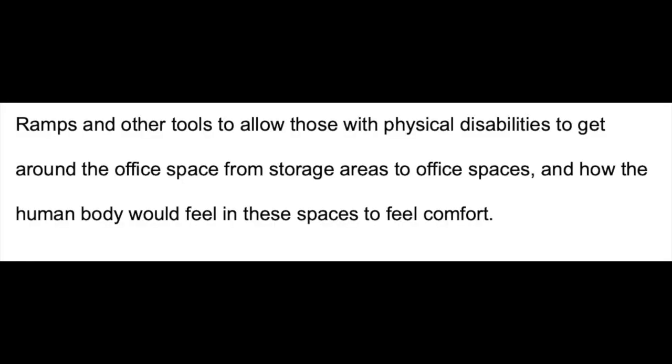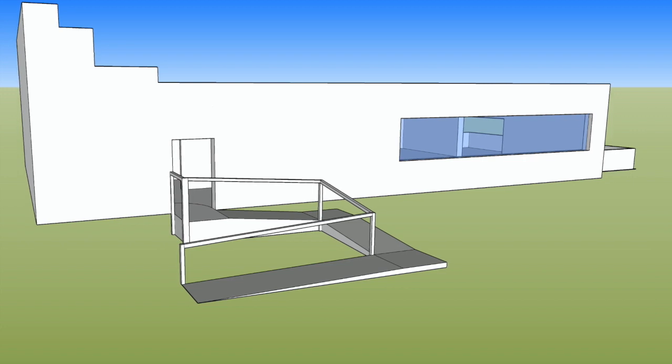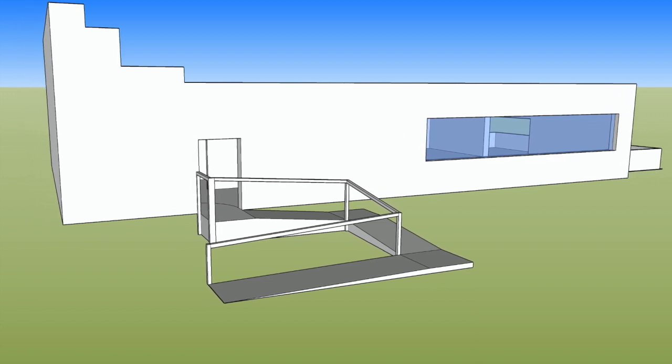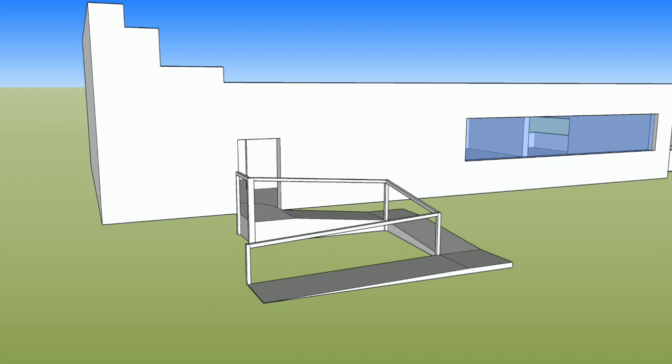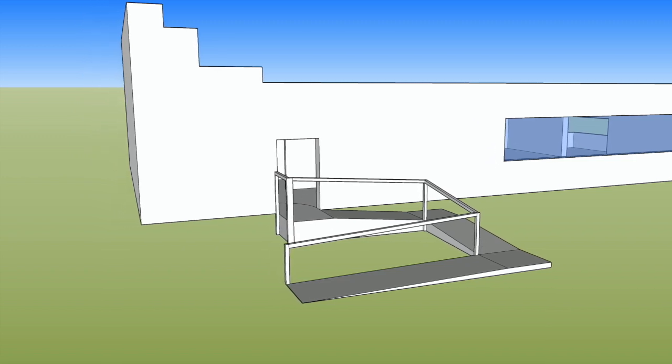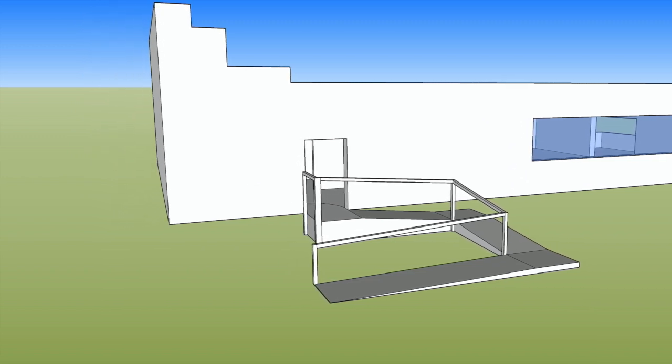So having the research facility ADA accessible to people that are in wheelchairs or have other physical barriers that they have to overcome can help achieve great things and lead to great scientists such as Stephen Hawking. So to accommodate for this, ramps and other tools to allow those with physical disabilities to get around the office space from storage areas back to office spaces and how the human body would feel in these spaces to feel comfort. So for example, I added a ramp in that has a 4.8-degree angle, which is ADA mandated, and a door span that has to fit wheelchairs, which is 32 inches.